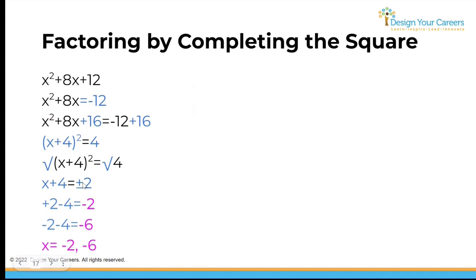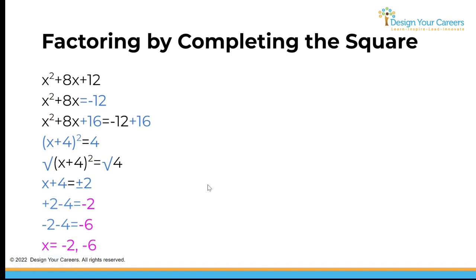So then we solve for x. We take this 4 to the other side, so we subtract 4 from both sides. So we have x is equal to negative 4 plus or minus 2, because we have plus 2 and minus 2. So plus 2 minus 4 is negative 2, and minus 2 minus 4 is equal to negative 6. So we have x is equal to negative 2 and negative 6.